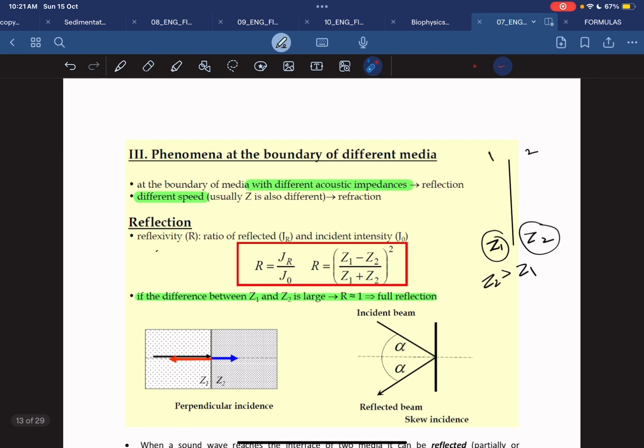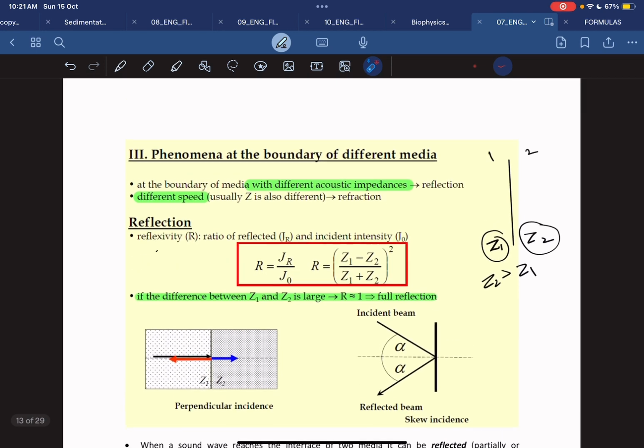Why? Because z's value is the root of density times big K. So if these two values are different, then c and z have to be different. So usually z is different. Reflection and refraction basically just depend on the amount of difference between z2 and z1.